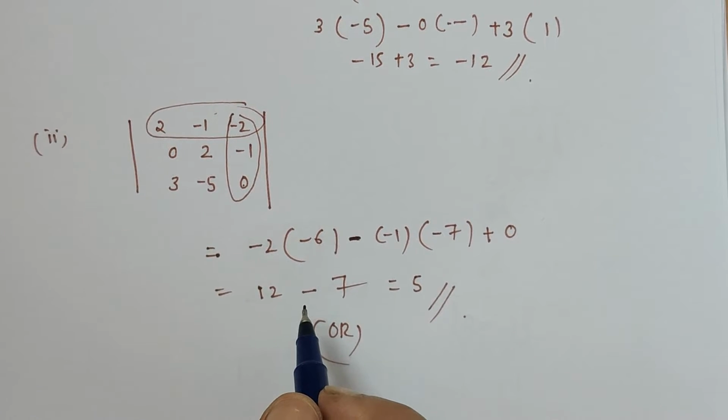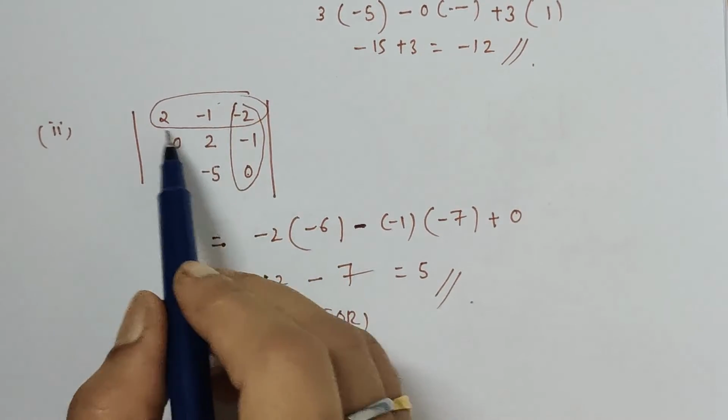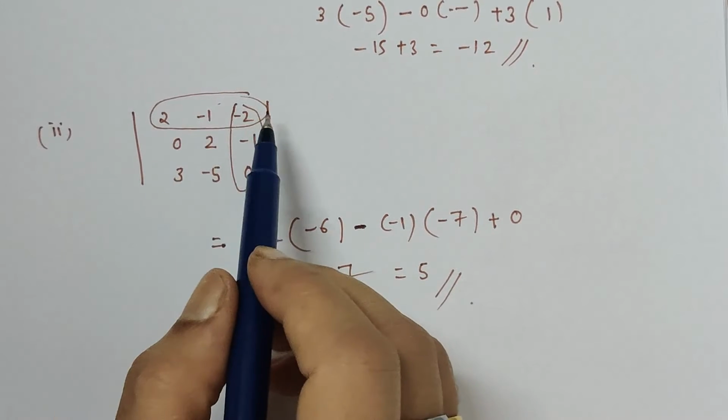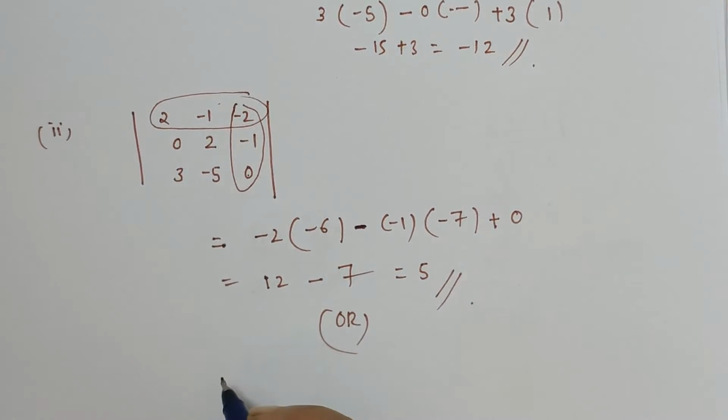So we are free to choose any row or column, but generally every time we apply first row expansion only, we expand the determinant along the first row only. So let's do it. And most preferable is the row or column in which the maximum zeros are there. That will be the most convenient way to find the determinant for any matrix.